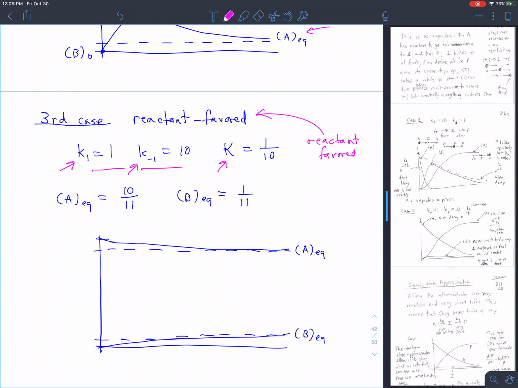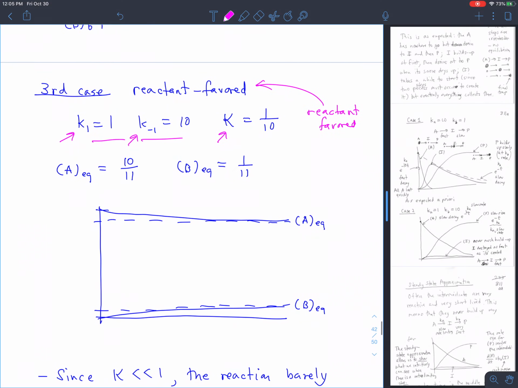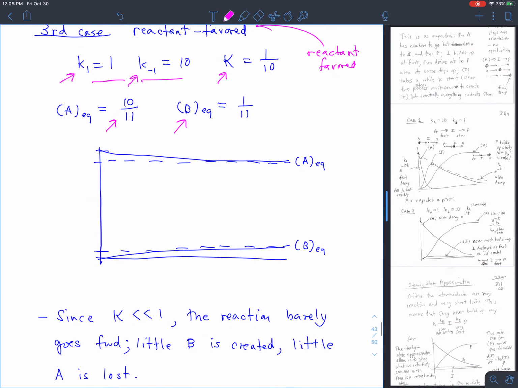And if we plug into our formulas up here for the equilibrium concentrations, we get 10/11ths for A and 1/11th for B, which means that the graph looks like this. What that means is that you started with all A, and you did get a little bit of B at the end, but it's a reactant-favored reaction. It doesn't go very far forward before it reaches equilibrium, and that's what we're seeing in the graph. The A concentration does go down, but not very much, and the B concentration does go up, and it's no longer 0, but it doesn't go up very far.